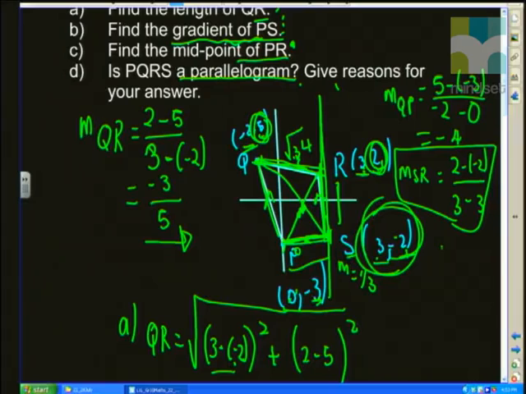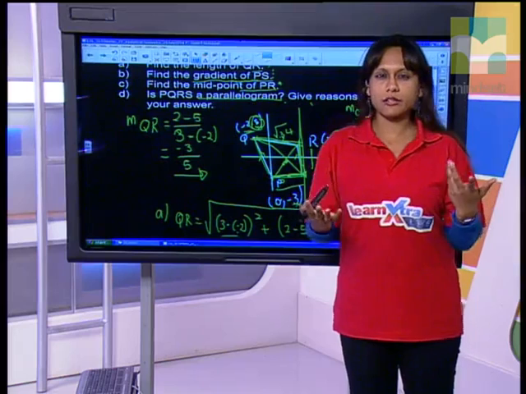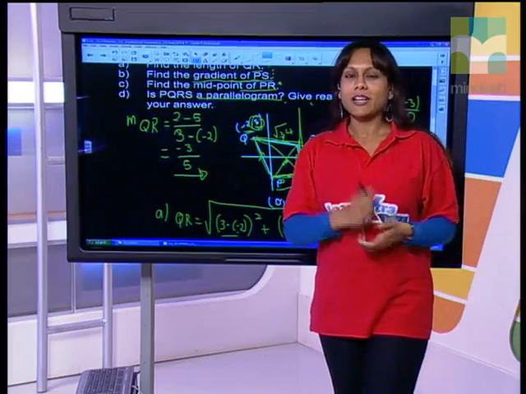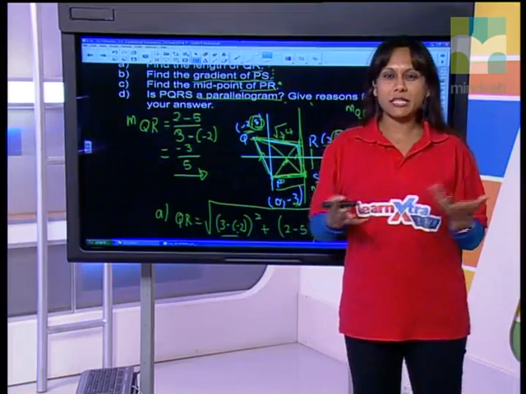And if you try to work out your gradient, you see that you get an undefined answer, because you get naught in your denominator. So there's no way that this is going to be parallel to that line, because the one gradient is undefined. So the one is perpendicular to the x-axis and the other one is not. So either way, you can show that opposite sides are not parallel, therefore it cannot be a parallelogram.